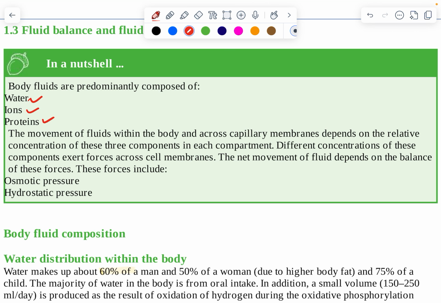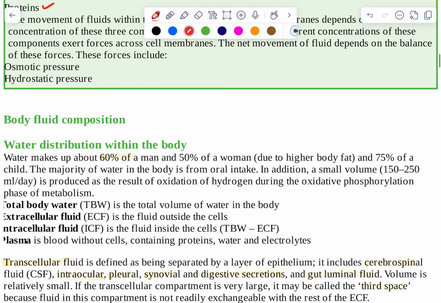Different concentrations of the components exert forces across the cell membrane. The net movement of fluid depends on the balance of these forces. What are these forces? That is osmotic pressure and hydrostatic pressure.